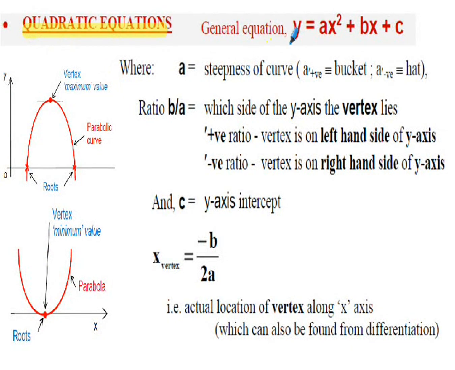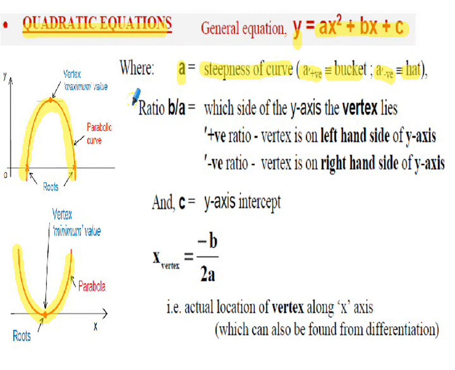Quadratic equations. The general form is y is equal to ax squared plus bx plus c. A relates to the steepness of the curve, and if it's a positive a, it means it's a bucket shape. So a positive a would be this kind of shape, and a negative value of a is a hat shape, which would be this kind of shape here. And as I said, the a relates to the steepness of it, so the larger the magnitude of a, the steeper the sides of the curve.